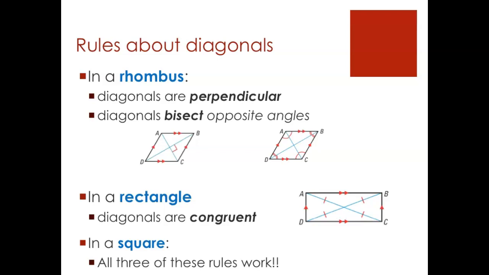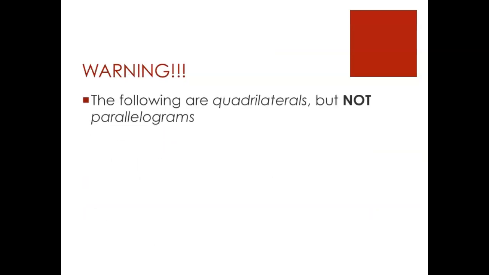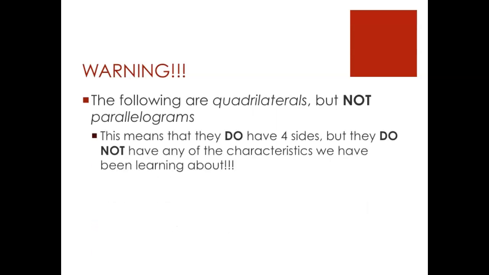Okay, so since we're talking about quadrilaterals, we're going to talk about a couple more, but just as a warning, these are quadrilaterals, but that does not mean that they are parallelograms. That means that they do have 4 sides, but they don't have any of the characteristics that we've been talking about up to this point. So first is a trapezoid.